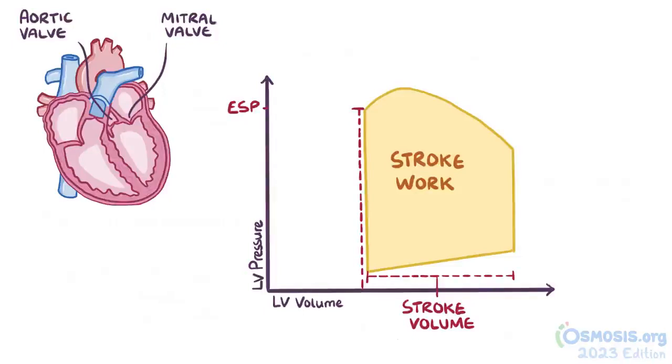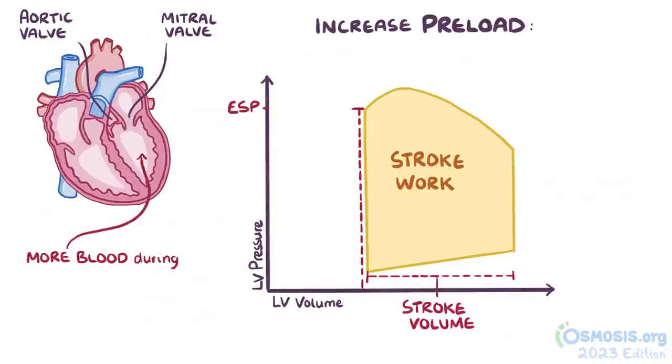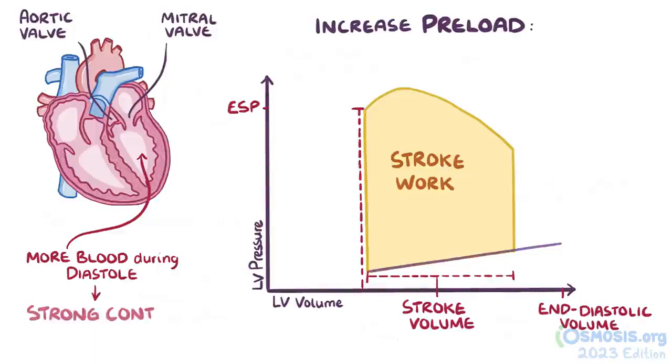Okay, so now we know what a normal pressure volume loop looks like, but let's go ahead and change some stuff up and see what it looks like now. First of all, let's increase the preload by adding more blood to the left ventricle during diastole. So that means that during diastole, this bottom line goes further, and that increases the end diastolic volume. And then, because of the Frank-Starling relationship, there's a nice big strong contraction.